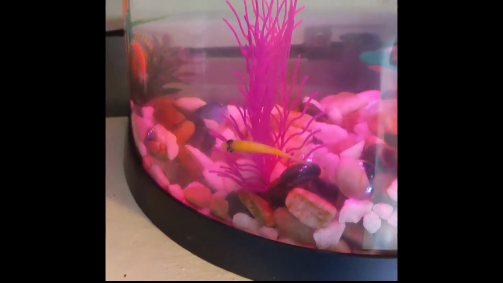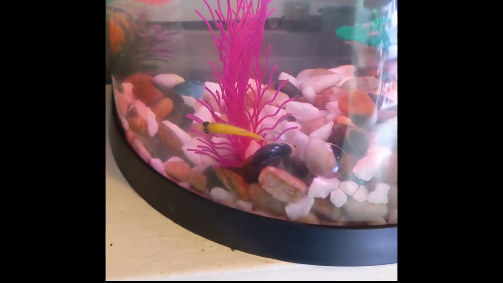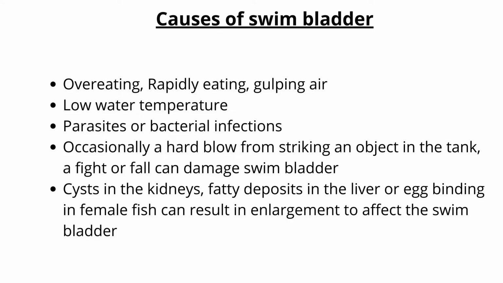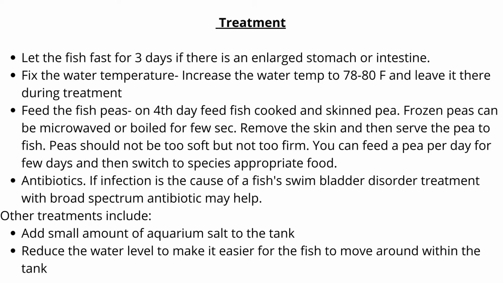Fish suffering from swim bladder disorder exhibit a variety of symptoms that primarily involve buoyancy. Causes of swim bladder disorder: overeating, rapidly eating, gulping air, low water temperature, parasites or bacterial infections, occasionally a hard blow from striking an object in the tank. A fight or fall can damage the swim bladder. Cysts in the kidneys, fatty deposits in the liver, or egg binding in female fish can result in enlargement that affects the swim bladder.